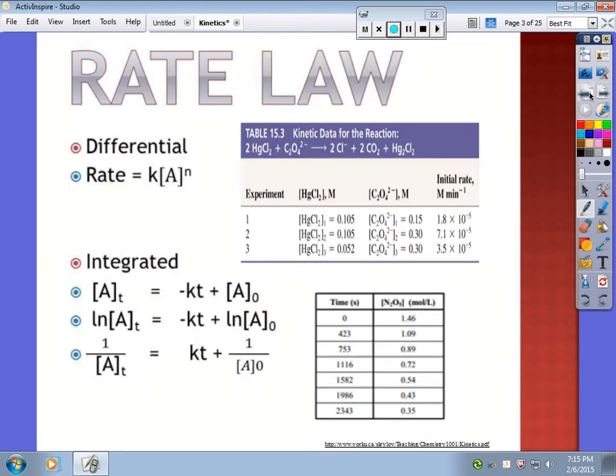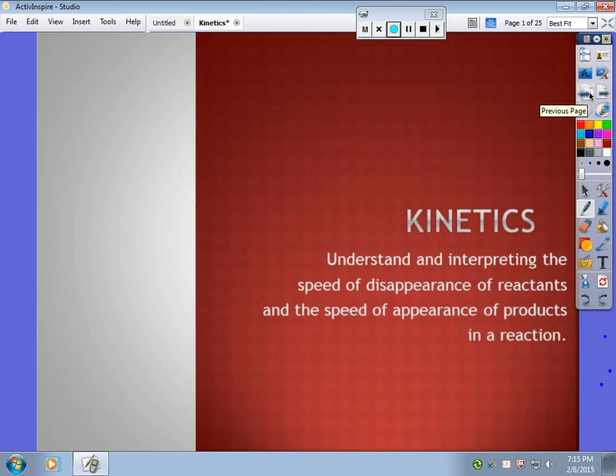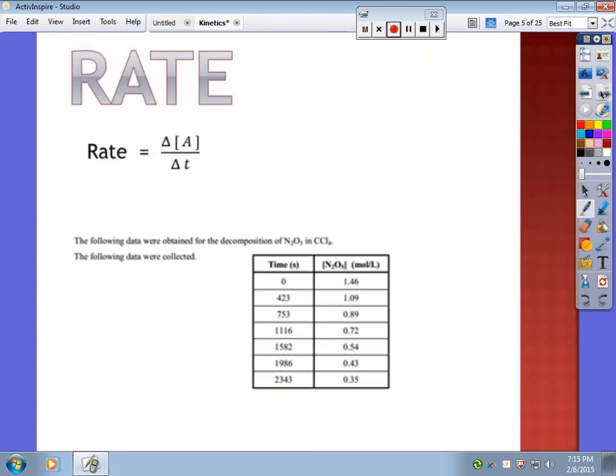Hello, welcome to tonight's podcast on kinetics, which is understanding the rate of disappearance of reactants and how fast products are appearing. This is a very quick review so that you understand what kind of problem you're looking at for your test or your quiz.